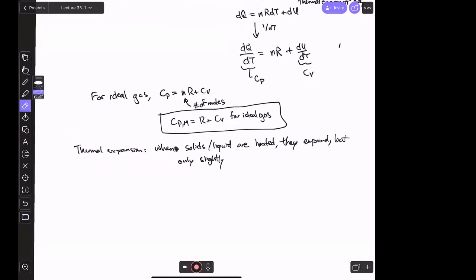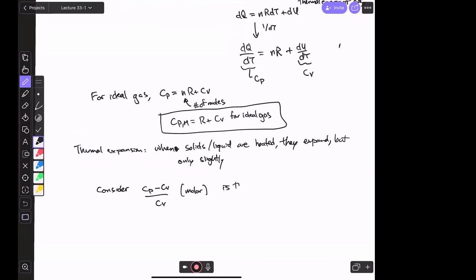So given that, I want you to consider the ratio Cp minus Cv divided by Cv. And we're thinking about molar heat capacities. Is this ratio for a solid greater than, less than, equal to, or can't tell, compared to that ratio for a monatomic gas? And I want you to assume the high temperature limit in both cases.